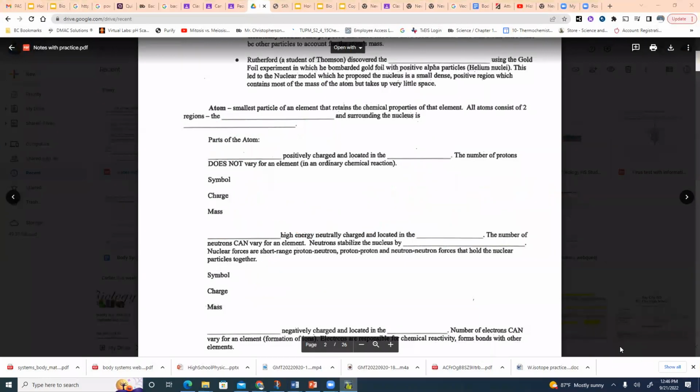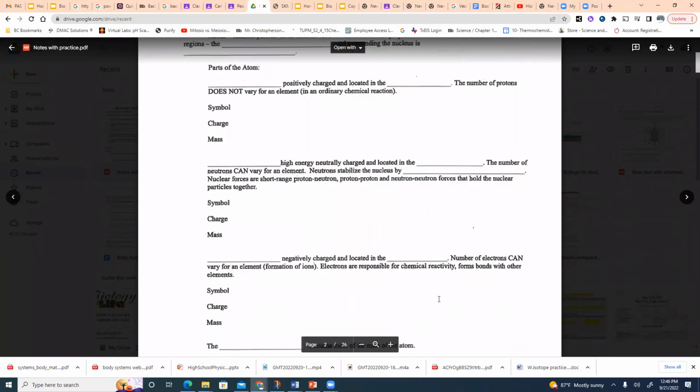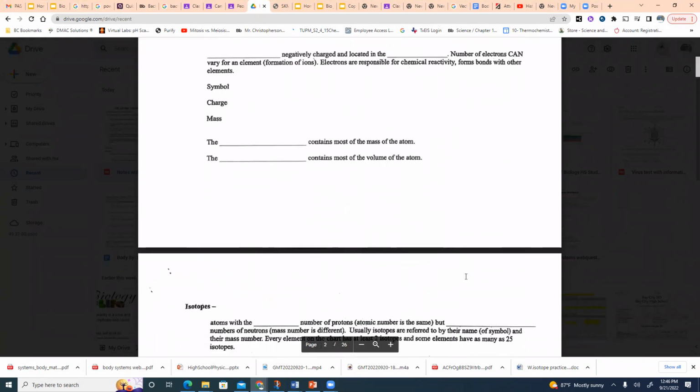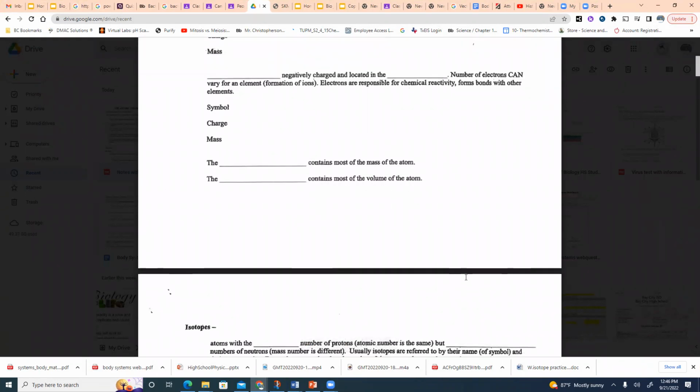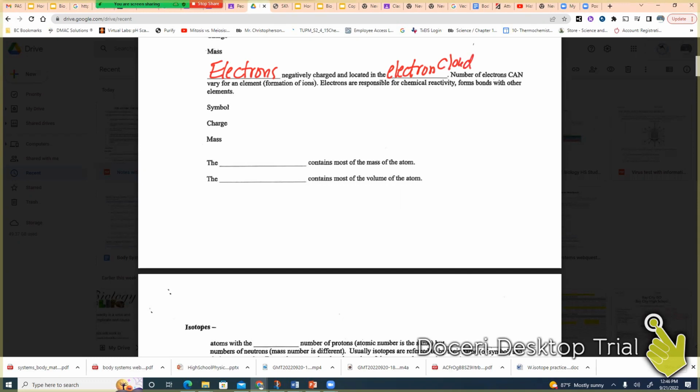All right, and then our last particle is an electron. Electrons are negatively charged, and they're located in the electron cloud. The number of electrons can vary from an element, and if that's the case, then instead of them being neutral, now they'll be ions. Electrons are responsible for the chemical reactivity of an element because they form bonds or shared or transferred in that process.